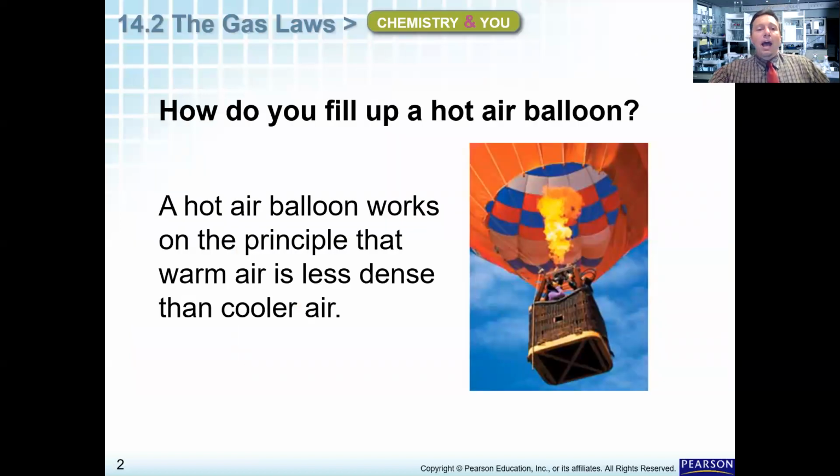So when we talk about how you fill up a hot air balloon, a hot air balloon works on the principle that warm air is less dense than cold air, so hot air rises. If you heat the gas, it's going to expand because it has more energy, so it's going to be moving faster, and it's going to be able to lift that balloon. That is the principle that these hot air balloons work on. We're going to talk about them a little bit later on.